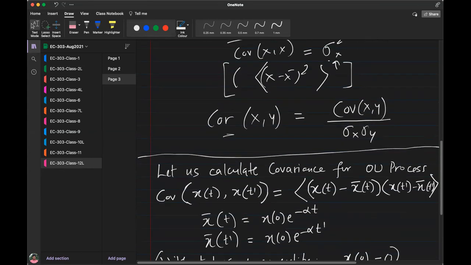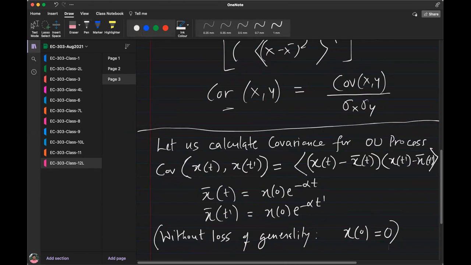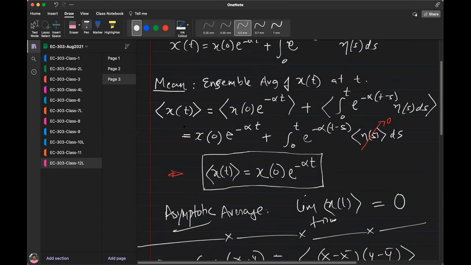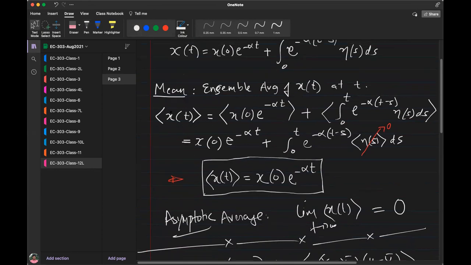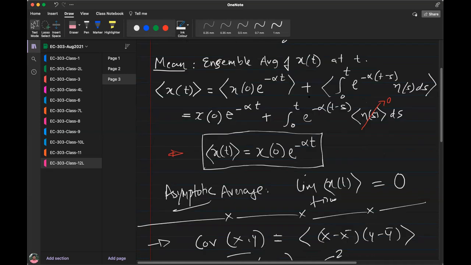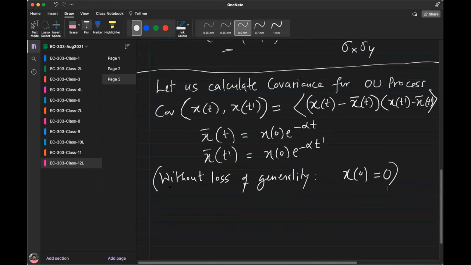As I told you, it doesn't make any difference because of the difference between xt and x bar t. If I go back to this expression, xt has the full expression, and the x bar is given by this expression. If I take the difference, the x0 anyway goes away. X0 doesn't really matter, so actually I don't need to even make the assumption. What I am left with is basically this integral term. So it's actually not required.